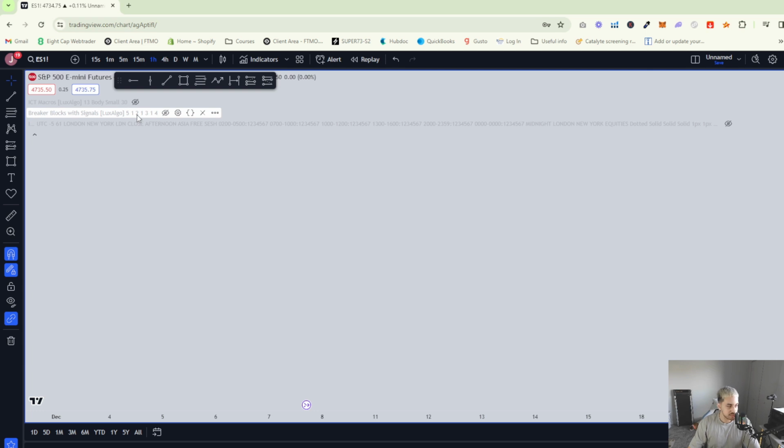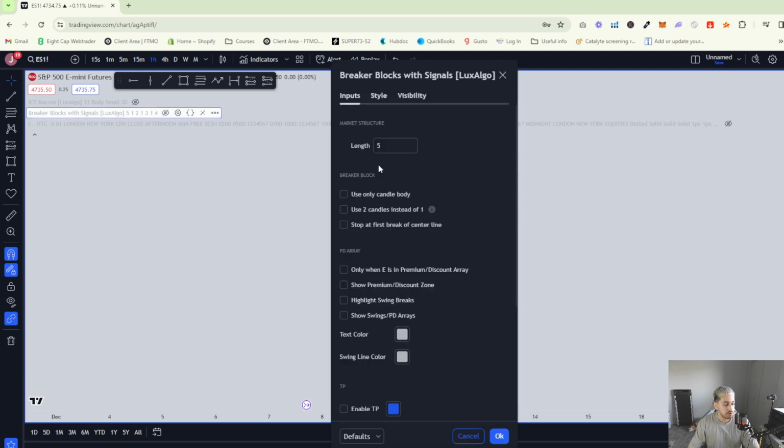And really quick, I just want to show you something, because even after this video ends, maybe some of you are still going to have some difficulty finding breaker blocks on your charts. There is an indicator that sometimes I do use, and sometimes I have it on, because I'm not looking for breaker blocks all the time. But when they appear, this indicator is helpful. This is not sponsored, by the way. The indicator is Breaker Blocks with Signals by LuxAlgo. I'll put my settings on the screen so you can get the indicator.